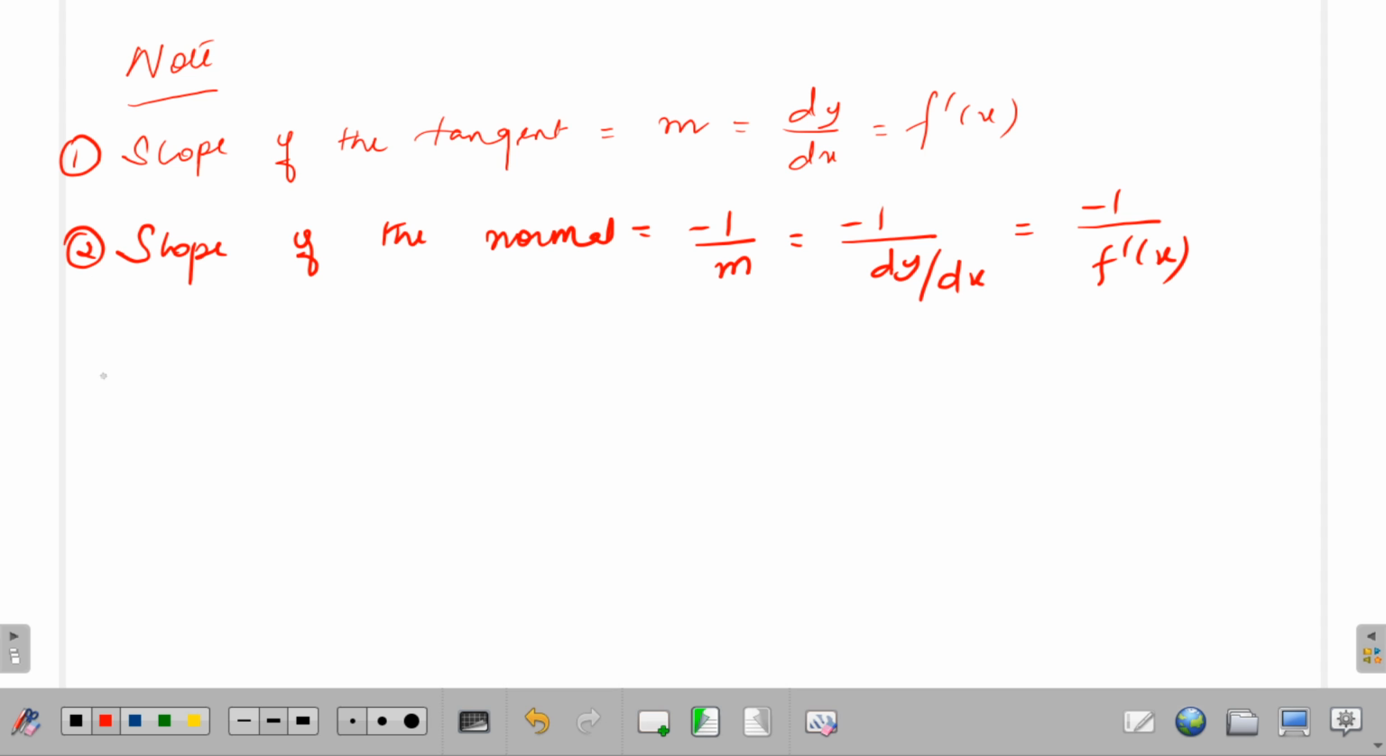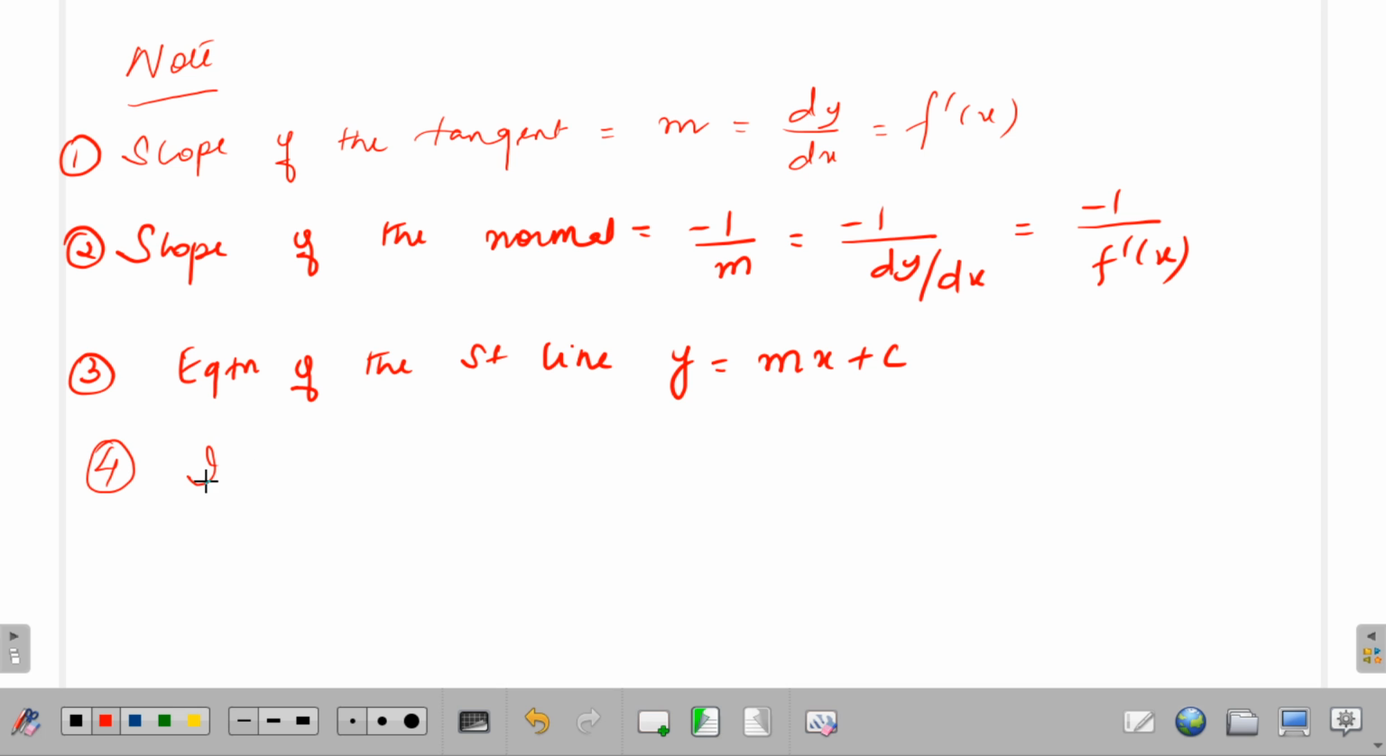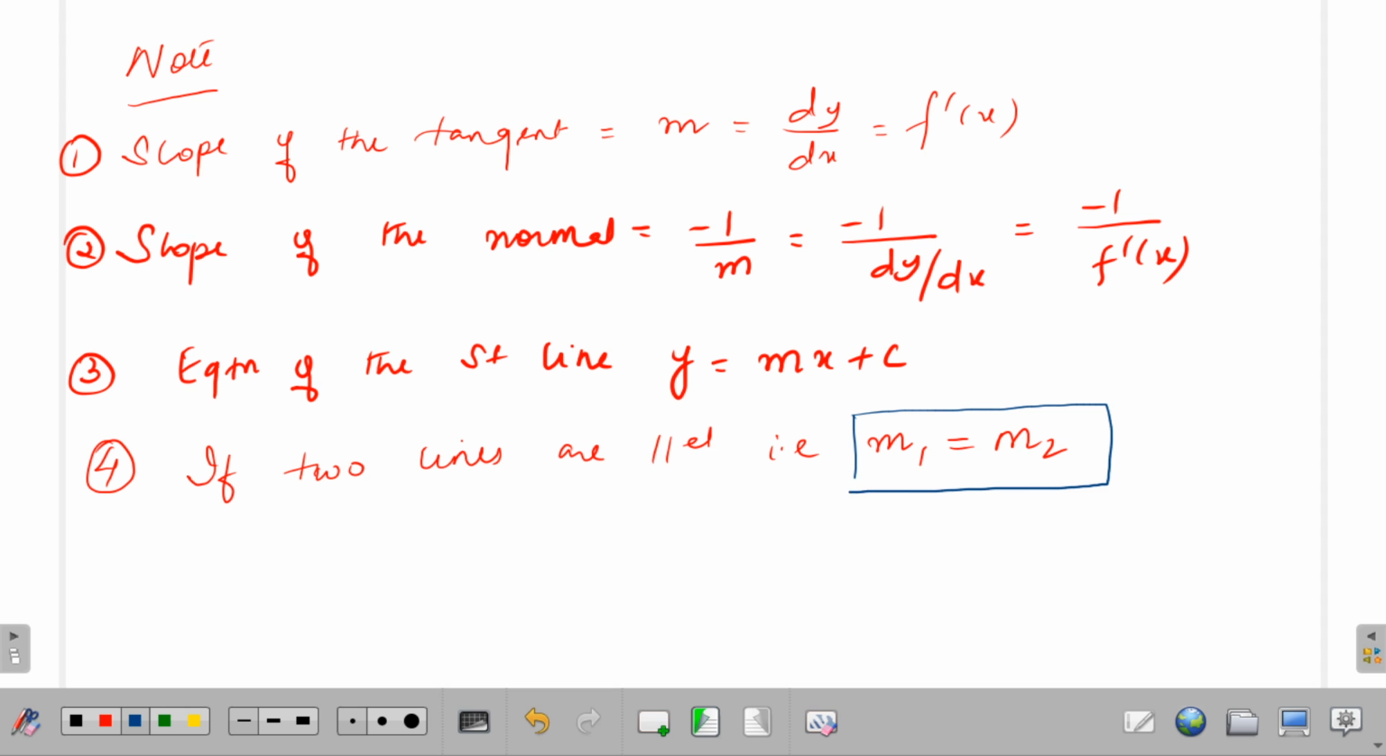Also remember that the equation of a straight line is y is equal to mx plus c. And number 4, from class 11: if two lines are parallel, their slopes are equal, so m1 is equal to m2.